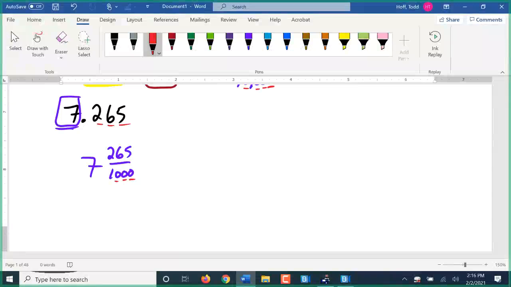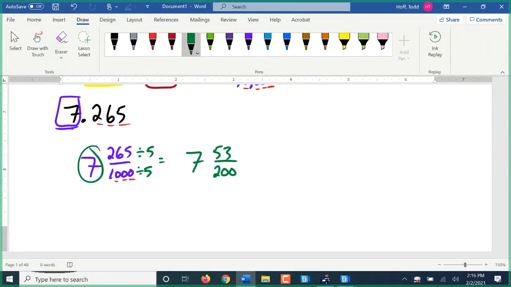And that can be reduced. Both 265 and 1,000 can be divided by 5. 265 divided by 5 is 53. 1,000 divided by 5 is 200. And I don't believe that can be reduced any further. Notice I left space there. That's because we need to remember our 7. That is 7 and 53/200ths. So our decimals are just, like I said, a shortcut way of expressing those specific fractions with denominators that are powers of ten. Tens, hundreds, thousands, 10,000s, and so on.